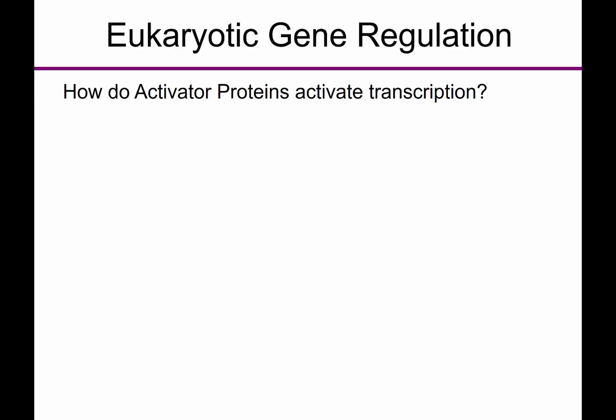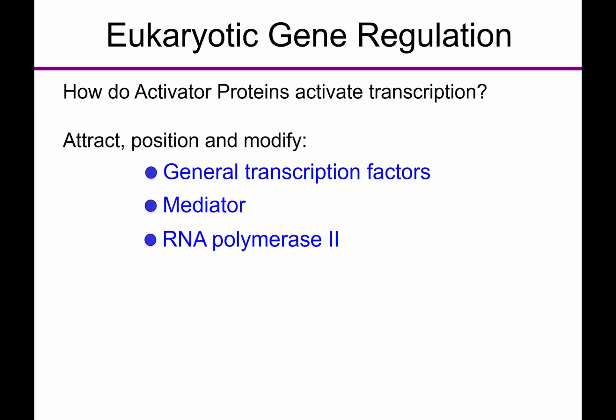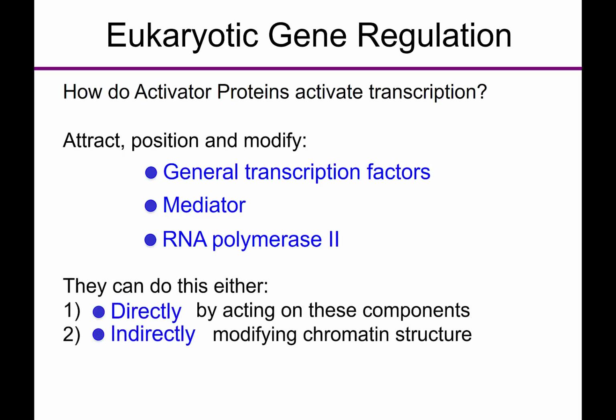They have the DNA binding domain and activation domain, but how do they activate transcription? Well, what we've already seen is that they can attract, they can position, they can modify things like the general transcription factors. They can affect the mediator. They can actually directly affect RNA polymerase II. And they can actually do this either directly or indirectly, in that they can directly act on these components and indirectly activate transcription by modifying chromatin structure.